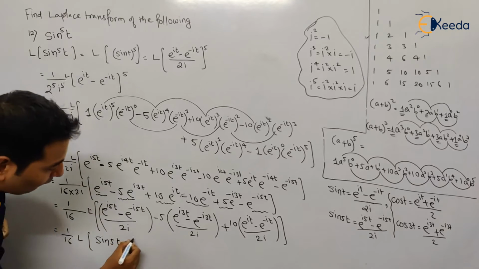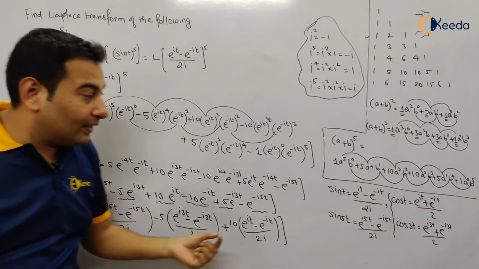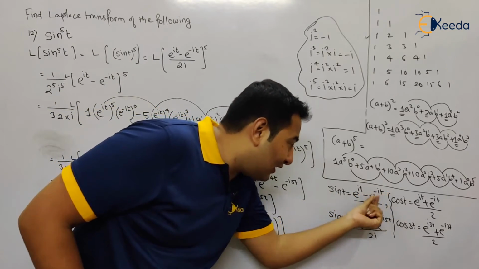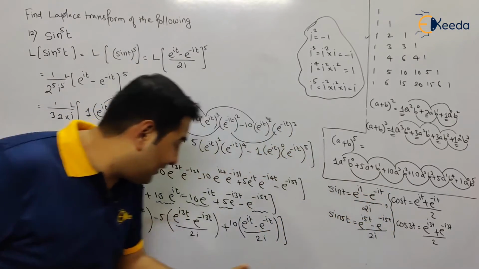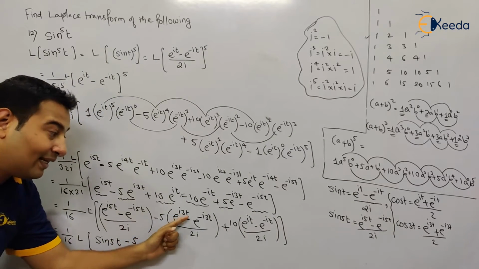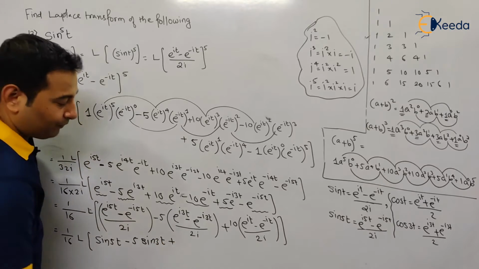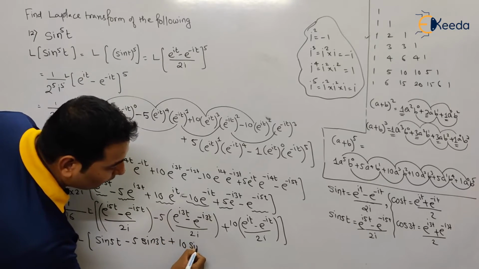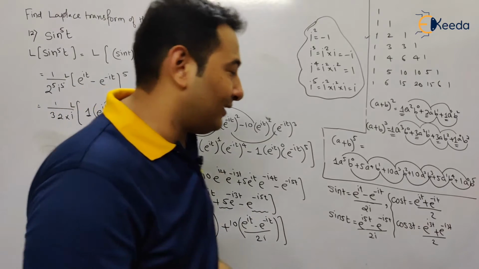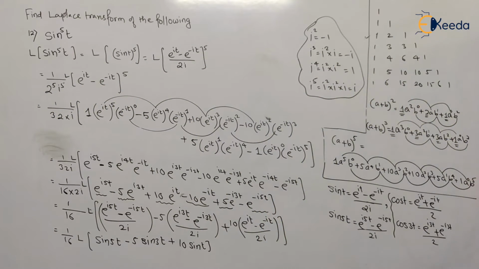minus, what about this term? 5. See here, if the angle is t, here it is t. If the angle is 5t, here it is 5t. What is the angle here? Here the angle is 3t, so therefore it will be sin 3t. Next, plus 10 into sin t. Why? Because here the angle is t. Is this clear? So we're left with the last step.